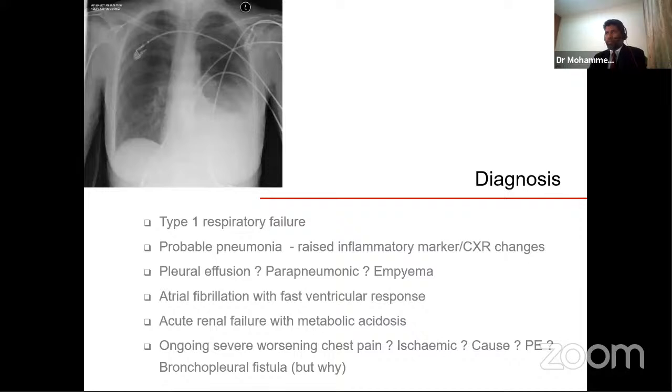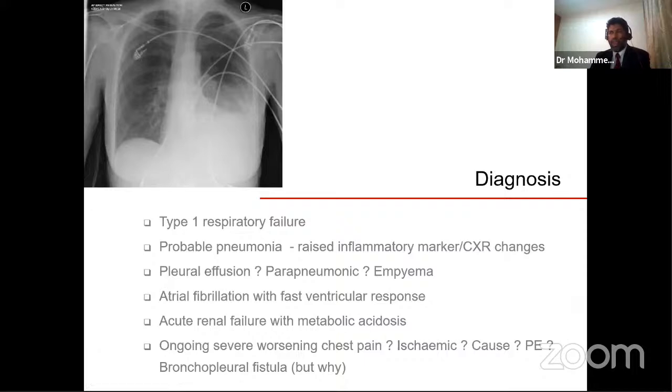Based on the clinical presentation and the chest X-ray and ECG findings, we thought it was a type 1 respiratory failure because the patient was hypoxic with no CO2 retention, probable underlying pneumonia in view of raised inflammatory markers, and on the chest X-ray that we are seeing, an underlying pleural effusion, which could be parapneumonic. It's a spectrum when we talk about pleural infection, starting from a simple parapneumonic effusion to complicated, and the far end of the spectrum is empyema, which is pus. The patient also was in AF with acute renal failure and metabolic acidosis.